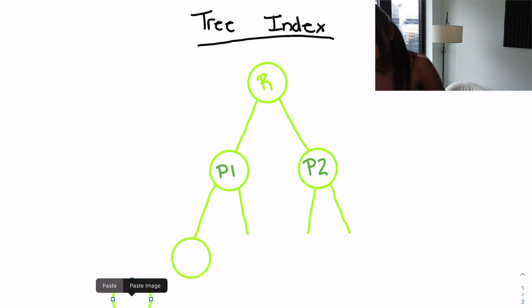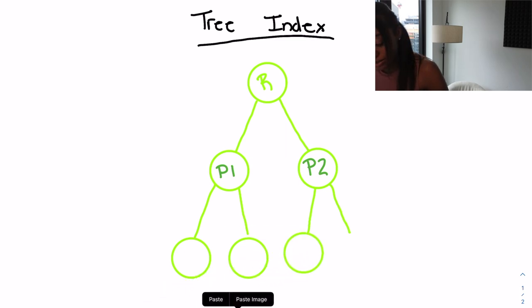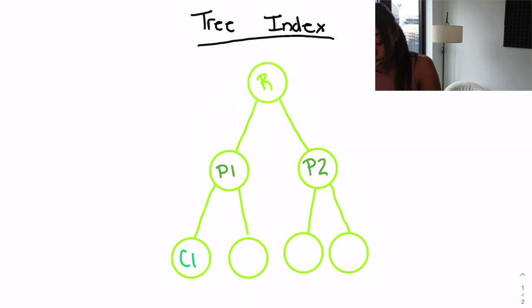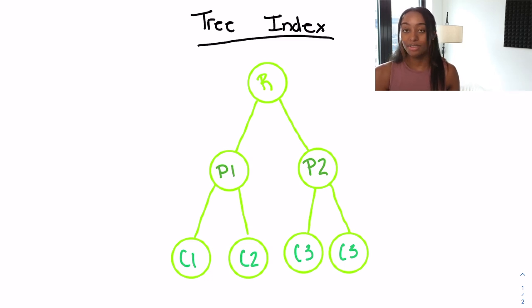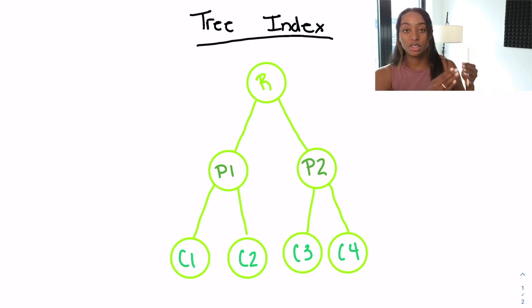Just copy and paste this four times. Bear with me. Okay, so now we have each parent node with its child node. So C1 and C2 summarize parent node 1, and then C4 summarizes parent 2, and then that again goes up into the root node.